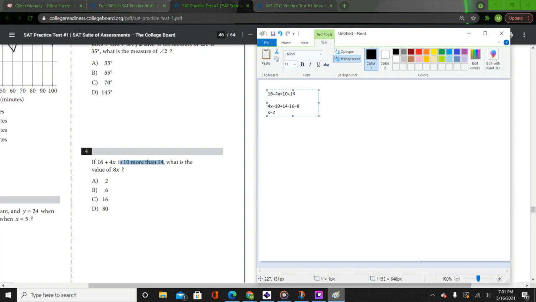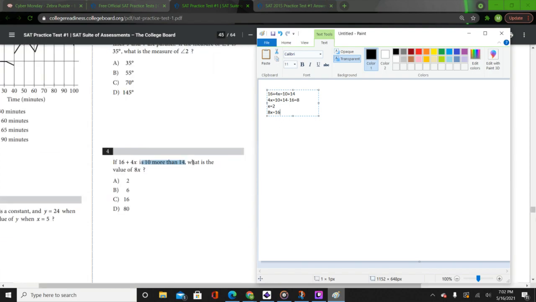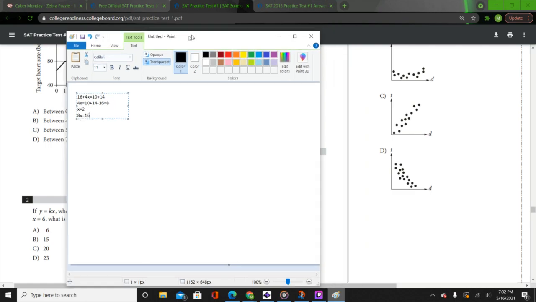And here, let's just delete this row. What is the value of 8x? 8x would literally be double 8, which would be 8x is equal to 16. So equal to 16. Simple enough. Not 18, 16. But yes, 16. And that is the correct answer. The answer for 4 is choice C, which is 16.